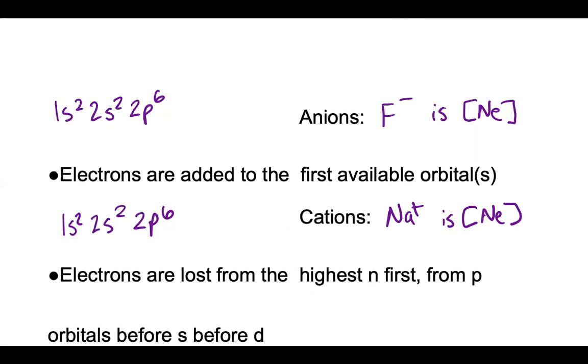So if you're wondering, well, how does that work? Well, in the case of F-, the electrons are added to the first available orbital. And in the case of sodium plus, the electrons are lost from the highest n first, then from p, and then orbitals before s before d. So this is a great way to think about how we take electrons away in order to form cations.